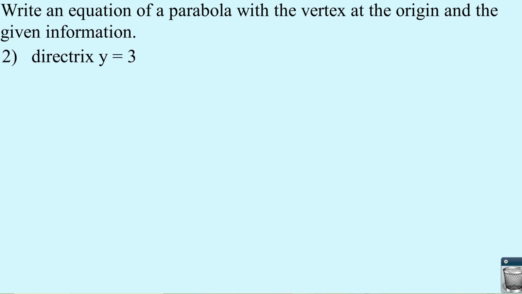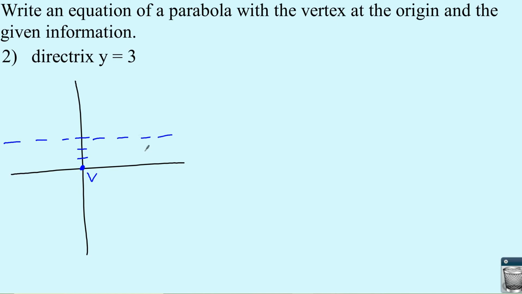Again, I'm big on sketching because I'm a visual person. So, vertex at the origin, and the directrix is at y equals 3. So 1, 2, 3, that's my directrix. If I went up 3 to get my directrix, that means I need to go down 3 for my focus. And my parabola must go down because my focus is underneath. My parabola's got to hold the focus.